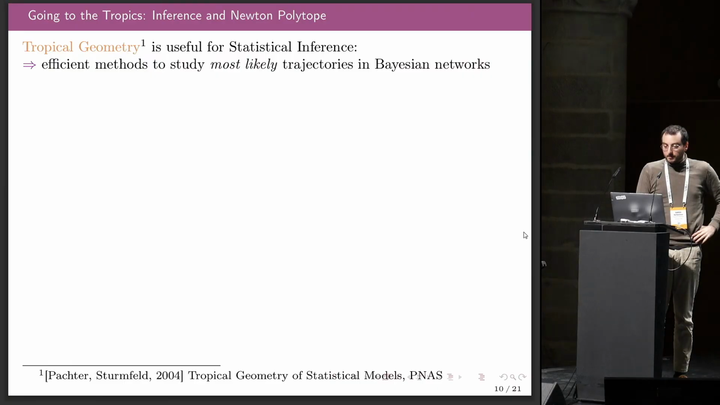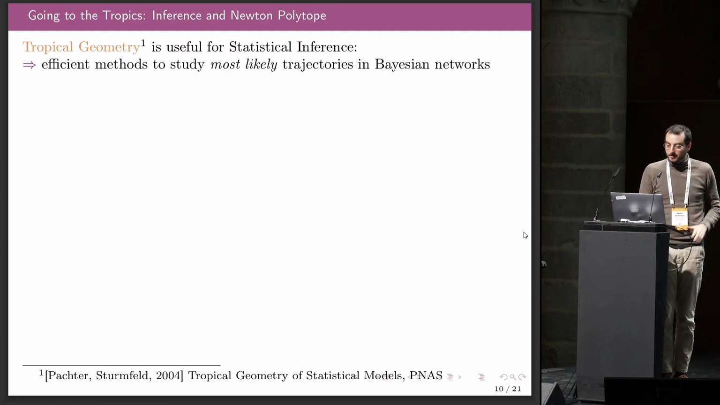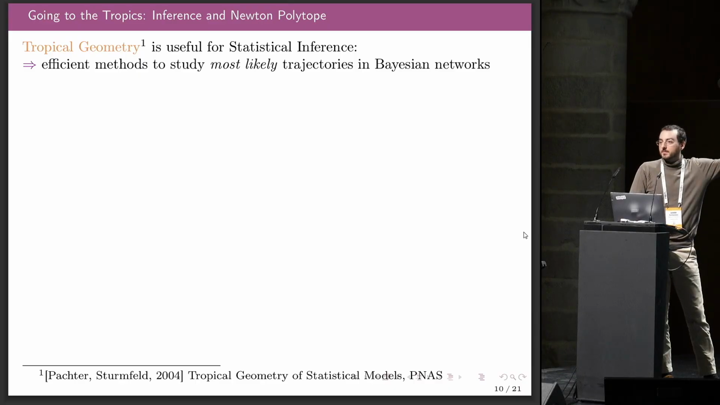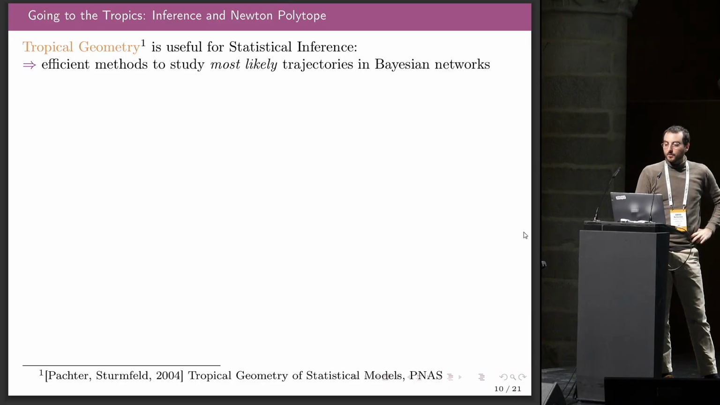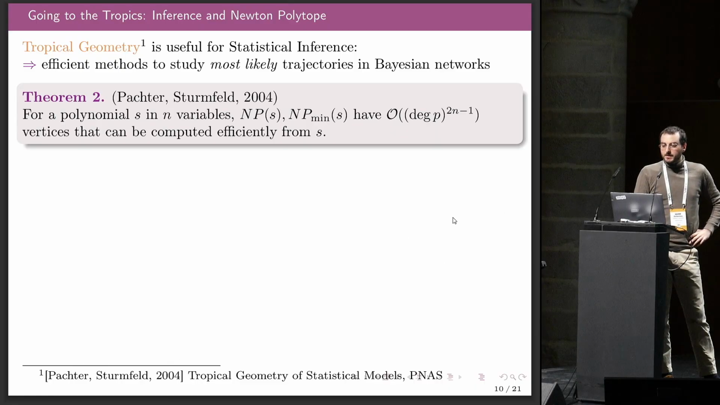Great. So now, all these things, of course, are very well known, and we didn't invent all of those. And in fact, there are already previous works that use tropical geometry based on these ideas, and of course, developing on that for statistical inference, typically on Bayesian networks or finite graphical models. So here there is a reference. And the reason is that this Newton polytope can be computed efficiently from the starting polynomial.